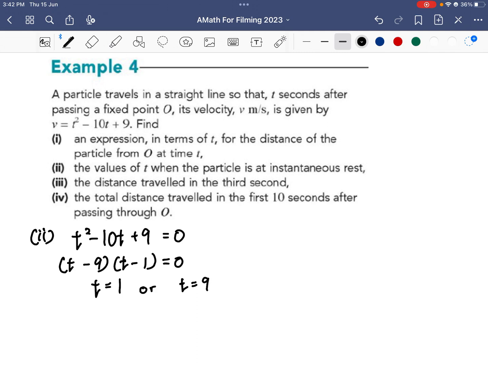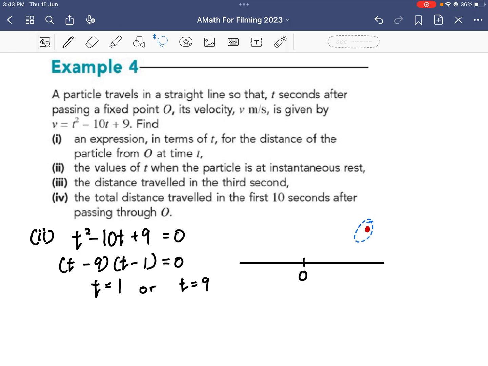At t equals 1, instantaneous rest, the particle is turning to travel in the other direction. At t equals 9, same thing, the particle turns again. So how you want to visualize this is basically this. There's a point O, and the particle is here. It starts to travel. At 1 second, it stops, makes a U-turn, then starts to travel backwards. At t equals 9 seconds, it will stop, make a U-turn, then travel again like this. That is what is happening.